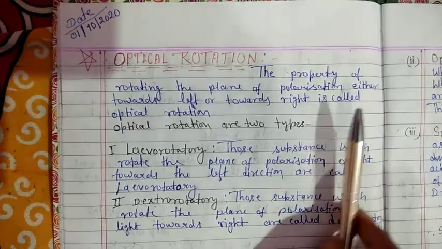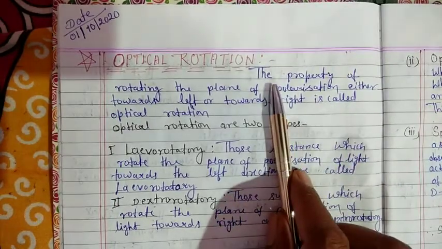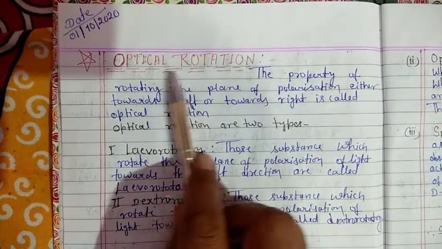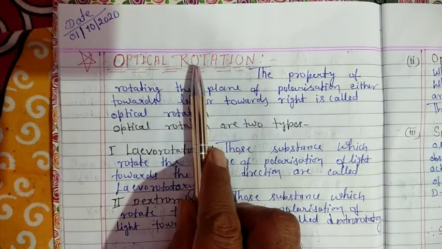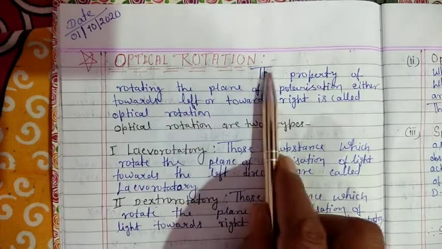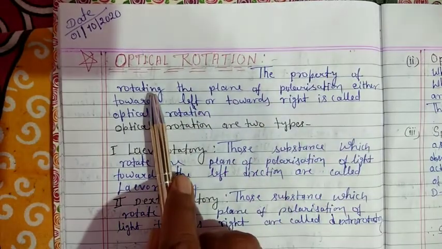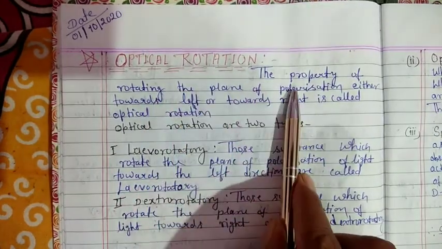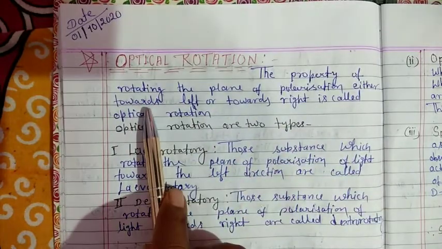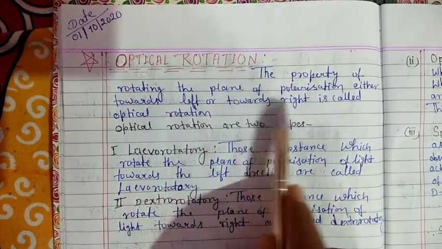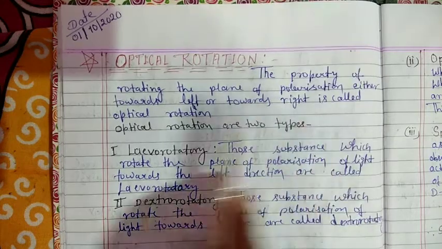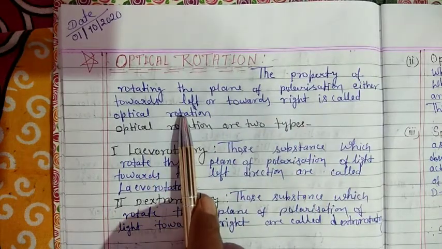Good morning, dear students. Today we are going to discuss optical rotation. What is optical rotation? The property of rotating the plane of polarization either towards left or towards right is called optical rotation.